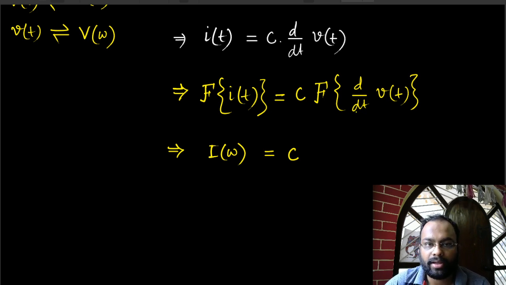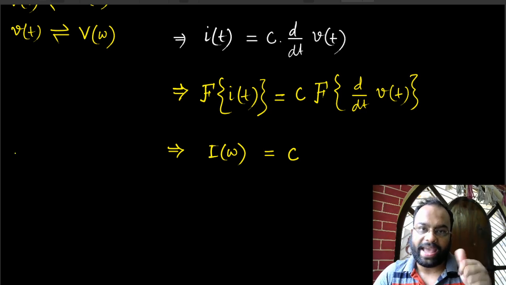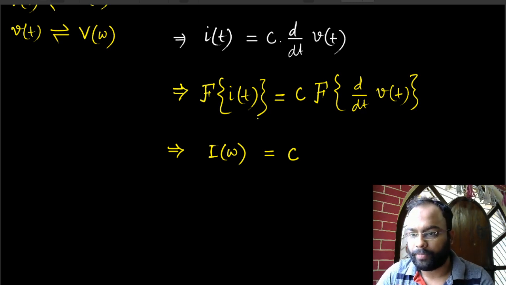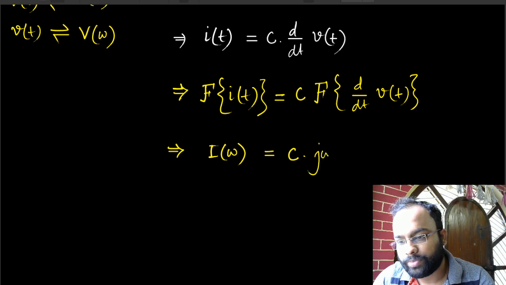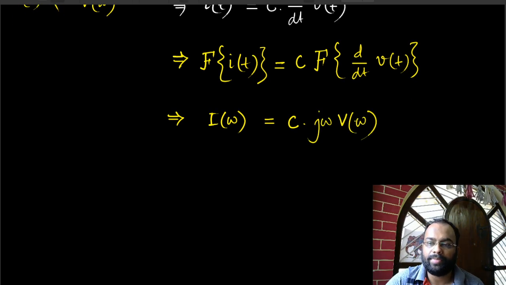What is that? If the Fourier transform of x(t) is X(omega), then the Fourier transform of x'(t) is j omega X(omega). We know that from the time differentiation property of the Fourier transform. So now we have C times j omega V(omega). So with that said, if this is the input, then this is the output of the system. Do you understand what I just said?